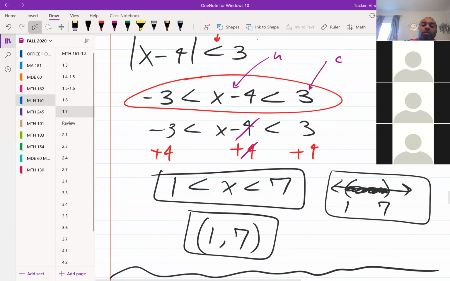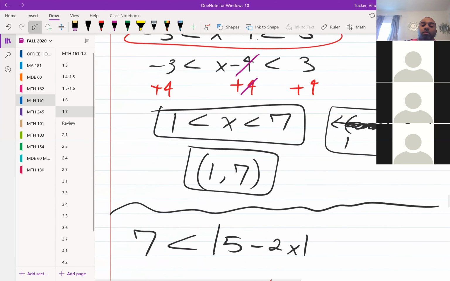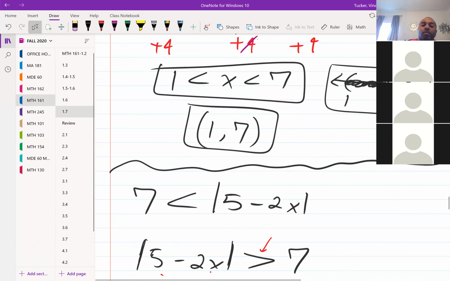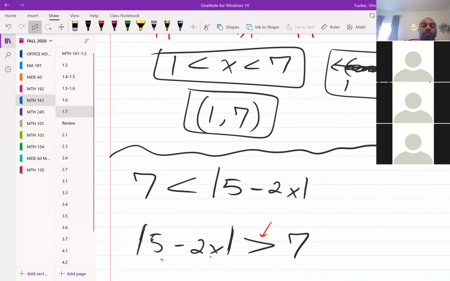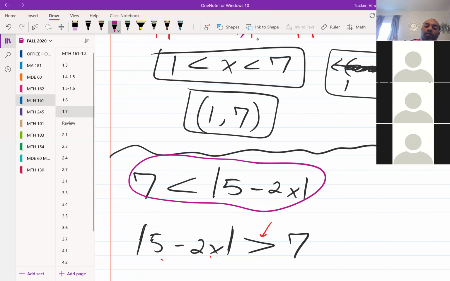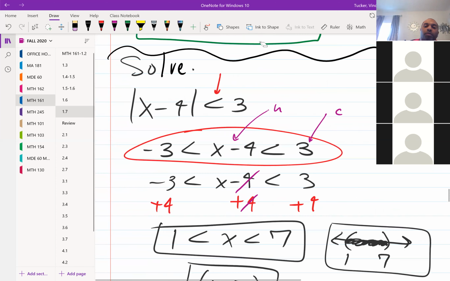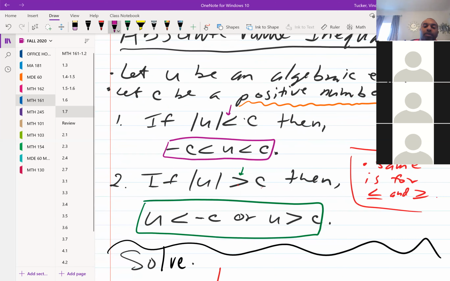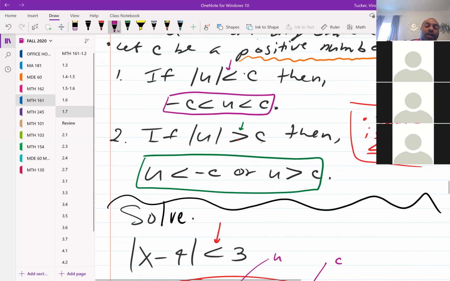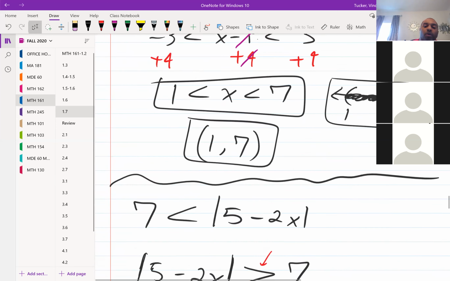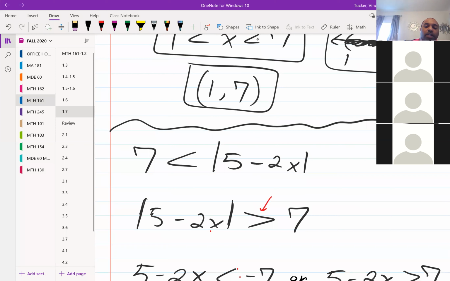All right, scrolling up. So now looking at this one, our original is 7 is less than the absolute value of 5 minus 2x. But if I want to compare it to what I have as options up here, the absolute value quantity is on the left side. So I rewrote it with absolute value being on the left side. So that gives us the absolute value of 5 minus 2x is greater than 7.